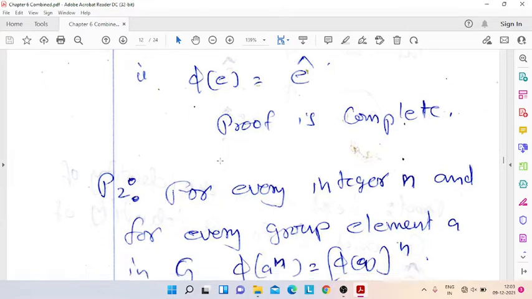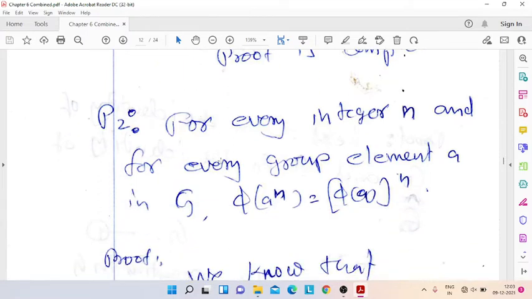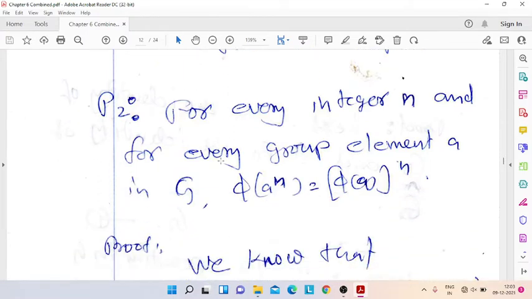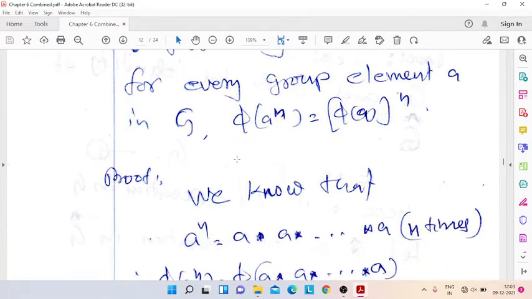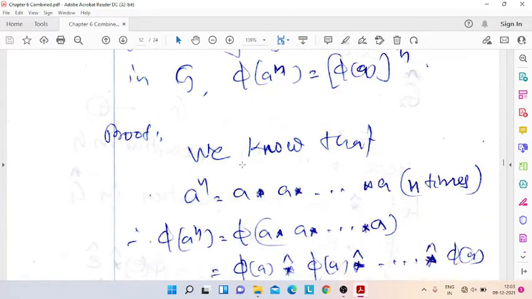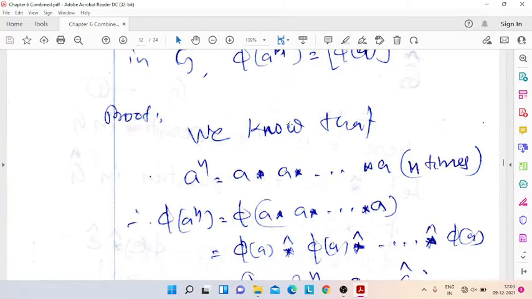And hence we can complete the proof. Second property: for every integer n, and for every group element A in G, phi of A raised to n equals phi of A, the whole raised to n. Phi of A raised to n equals phi of A, the whole raised to n. The whole proof of this property has two sections.